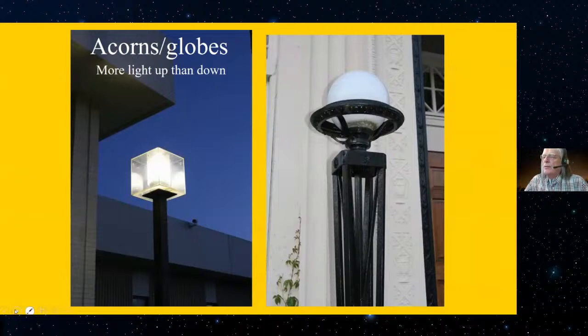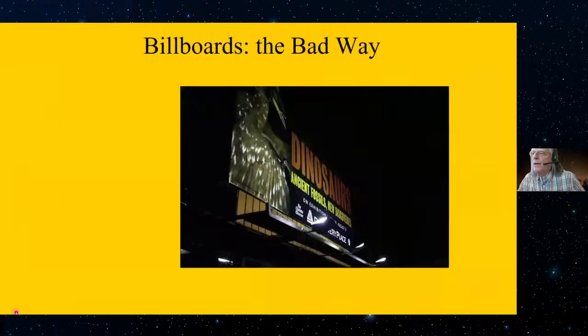Another example of poor lights are acorn fixtures or globes. More light literally goes up than down because they're supported from below. And that means this casts a shadow. In fact, there's a dark, insecure area right below the fixture.